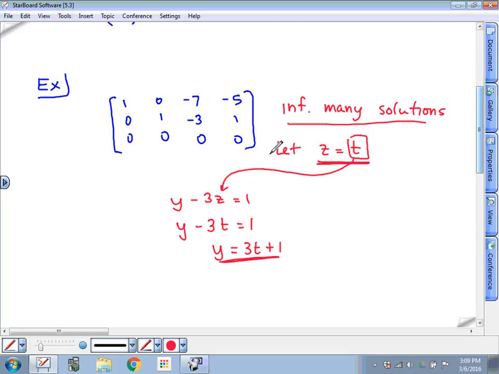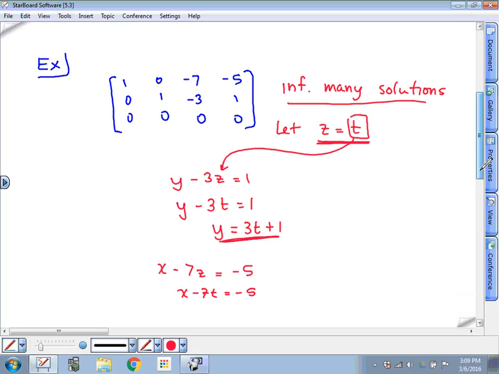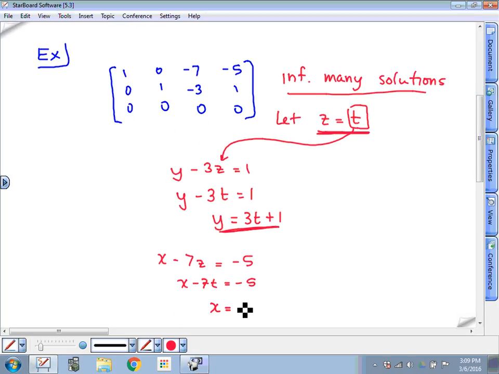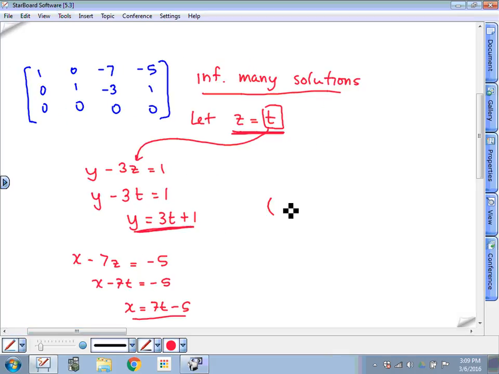We're just missing x. We get that from the top equation. The top row represents the equation x minus 7z equals -5. We make the substitution for z: x minus 7t equals -5. Add the 7t over and you get x equals 7t minus 5. And now we know all 3 variables, so you're ready to represent your solution as (7t minus 5, 3t plus 1, t).